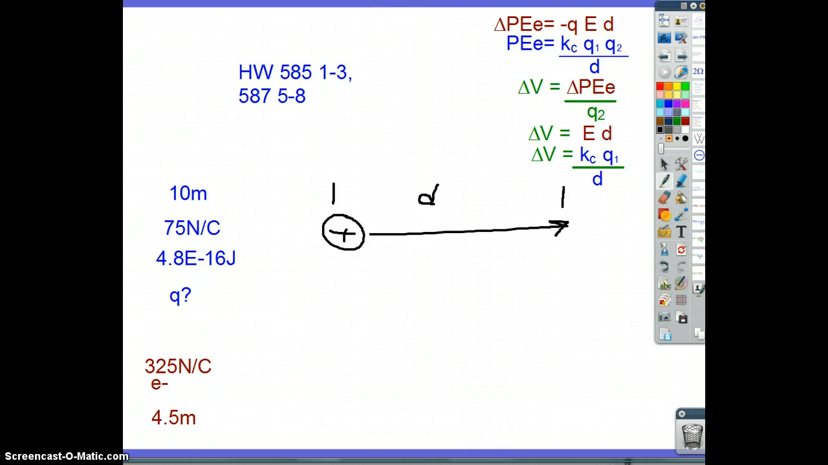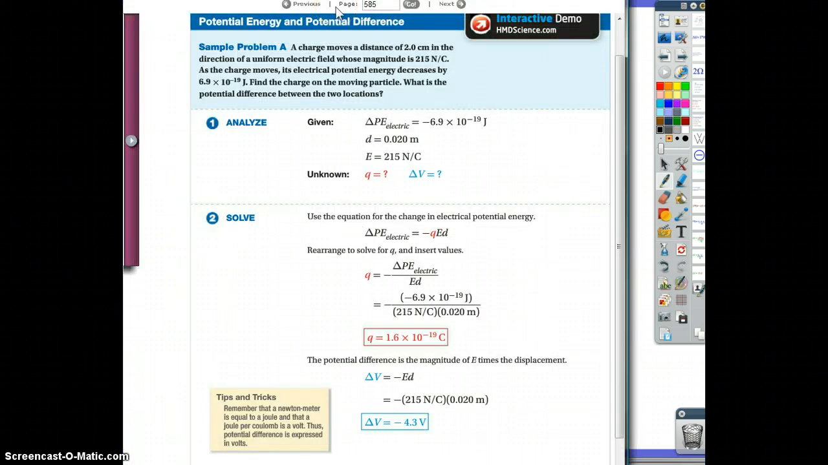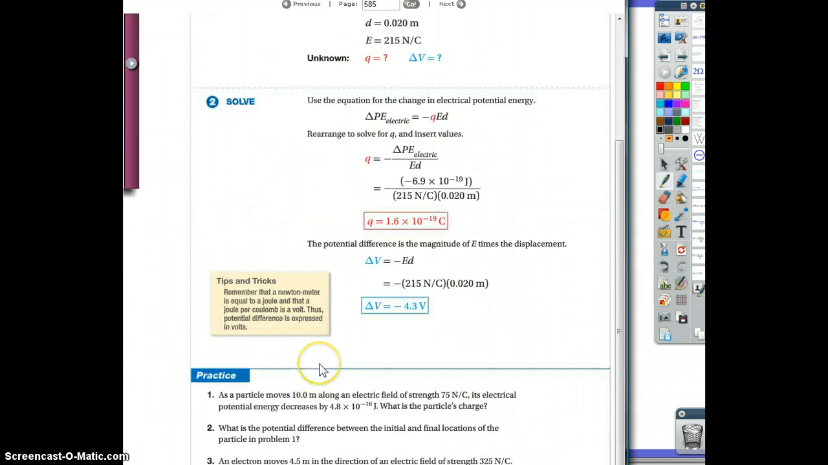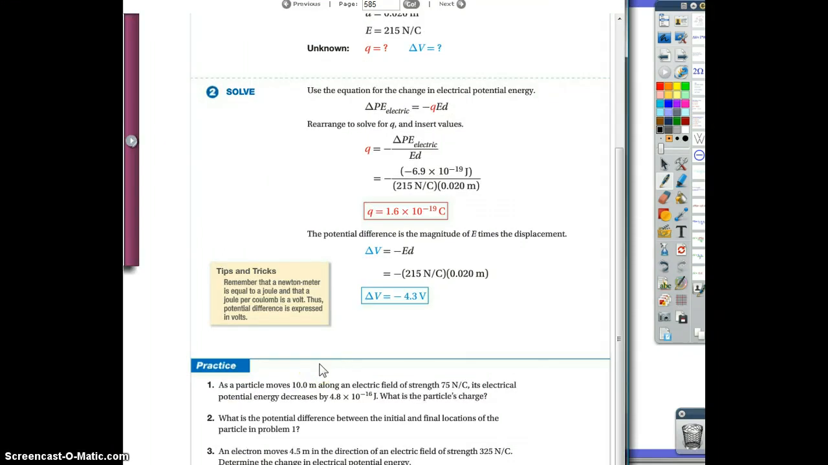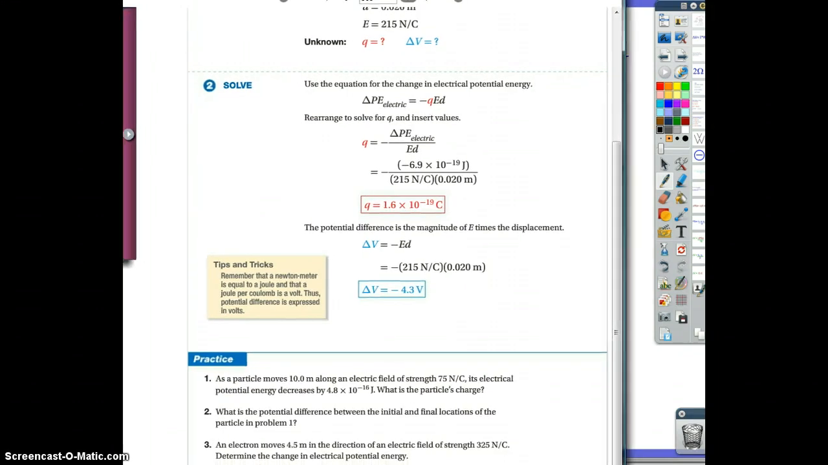Let's go back to the textbook. And all they do is say negative ED. So 215 and then the distance, 0.2 meters, and multiply. And there's your voltage. That's all you do for that problem, guys. Okay? So now let's start looking at the actual problem. See if I can lift that up just a little higher.